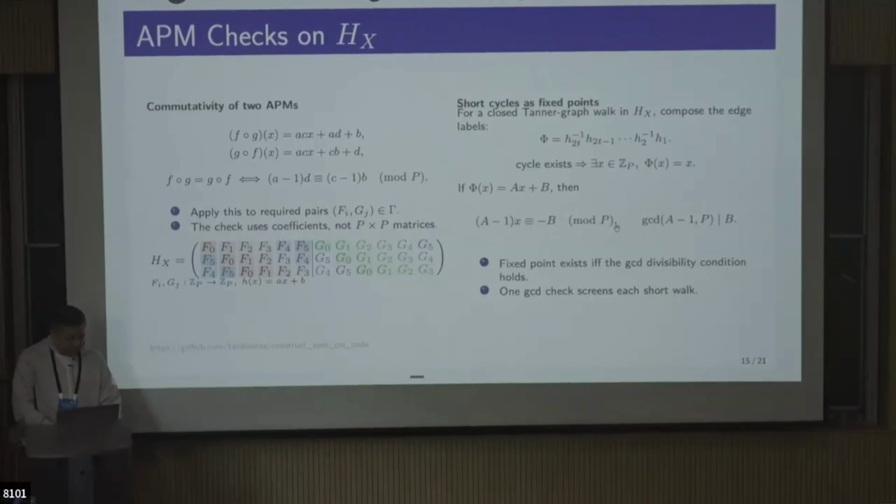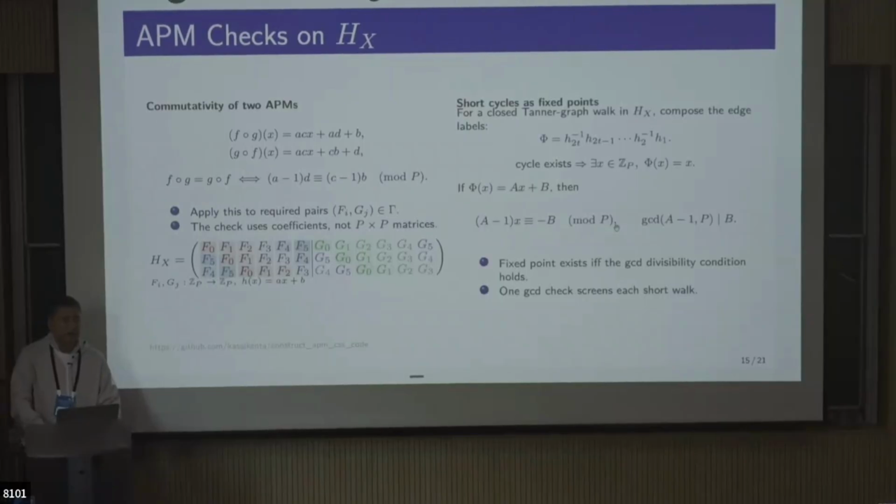So thus, the APM lets us check both commutativity and short cycles algebraically while keeping more randomness than CPM. This is the main technical reason for using APMs. We make both construction and screening feasible at large lift size P.